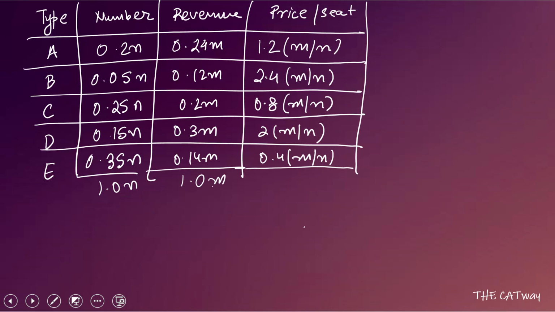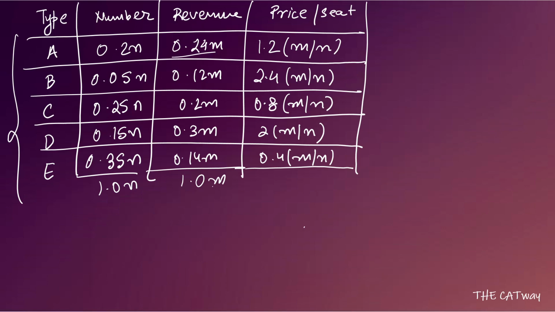If one type of seat was sold out, that means at least one of these 5 types of seats was sold out and the revenue has to be the same. So how is it possible? Let's say A was completely sold out. Let's say the total revenue is 100 rupees. So A generated 24 rupees.